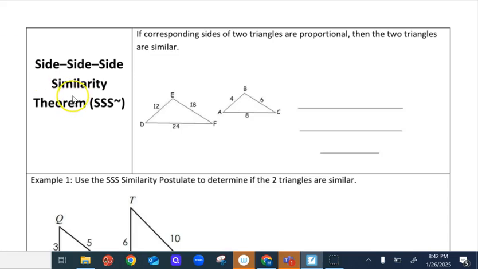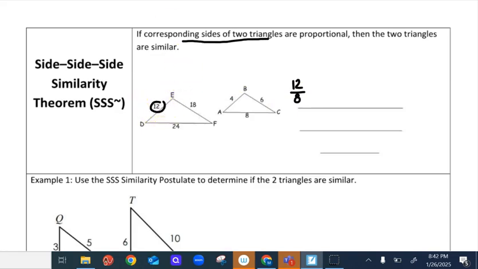Next, we're going to look at side-side-side similarity. Remember, similar triangles or similar polygons have to have proportional sides. So you can prove that these are similar if they give you that corresponding sides of two triangles are proportional. Well, how do we find out if they're proportional? We're going to find the scale factor.